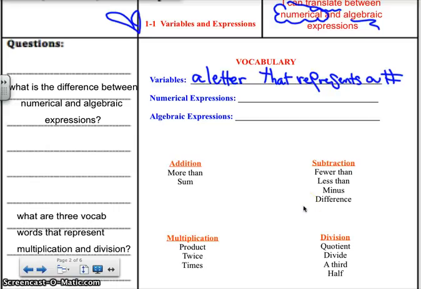A numerical expression only has numbers. For instance, 1 plus 1, numerical, only numbers. 3 plus 4, numerical because there's only numbers.